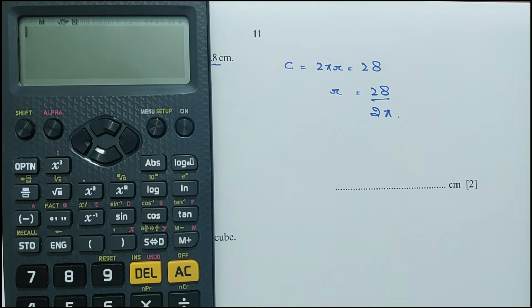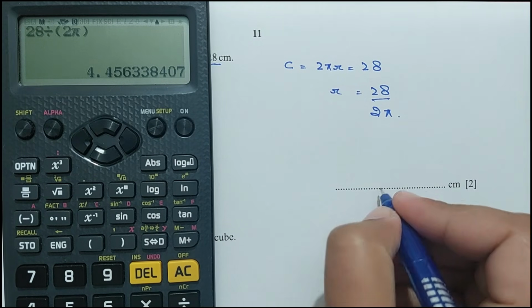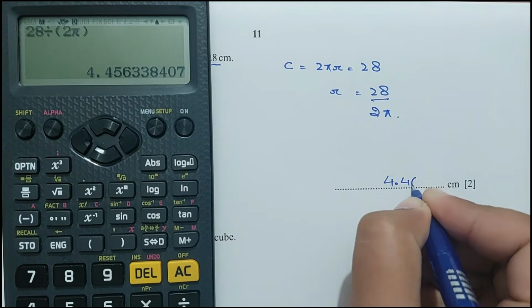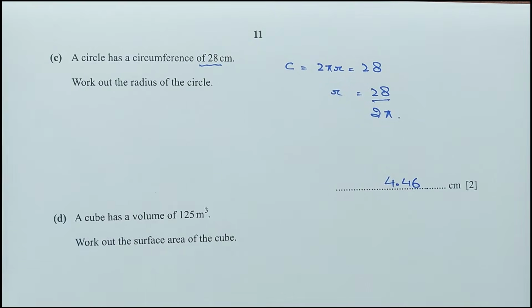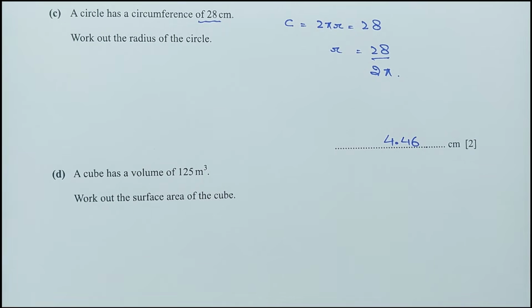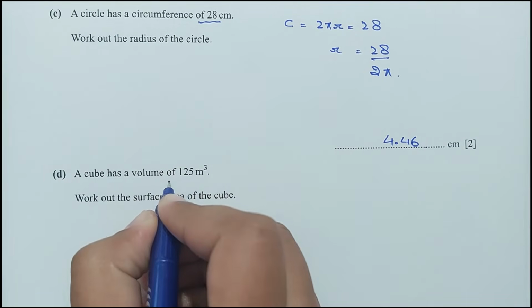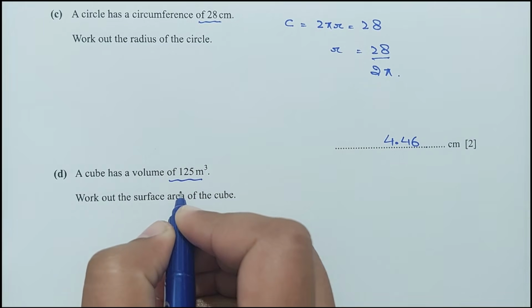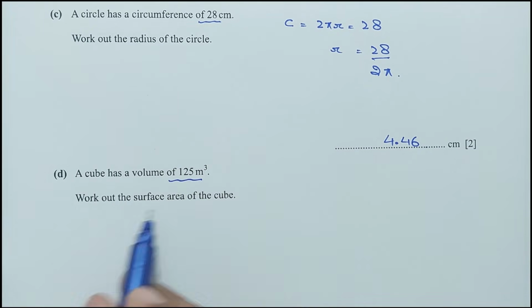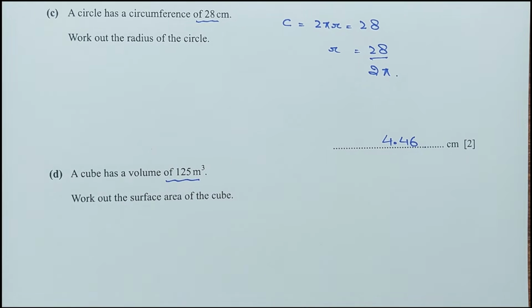So this should be 28 divided by 2 pi, 4.46 centimeter is the radius. Now for part D, a cube has a volume of 125 meter cube. Work out the surface area of the cube.